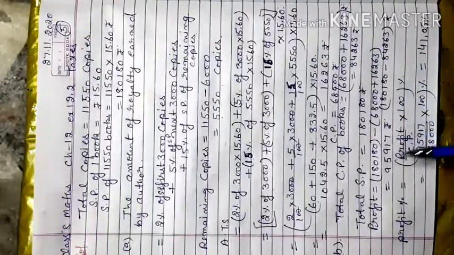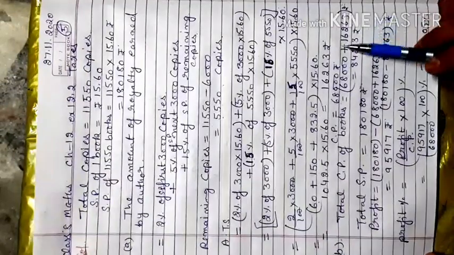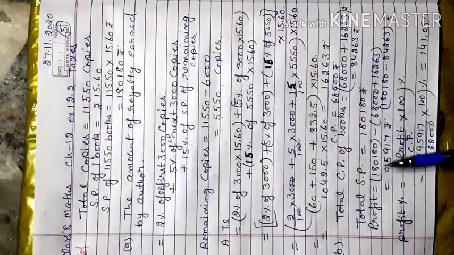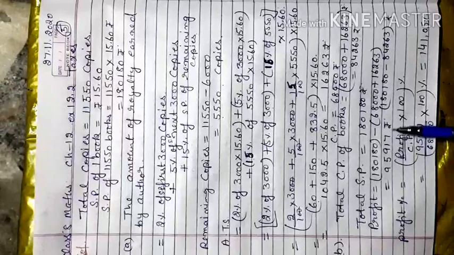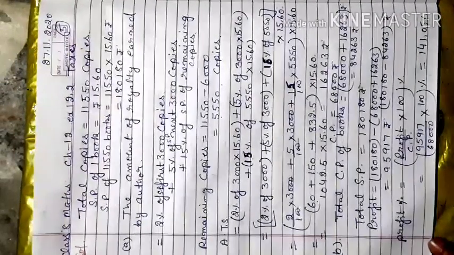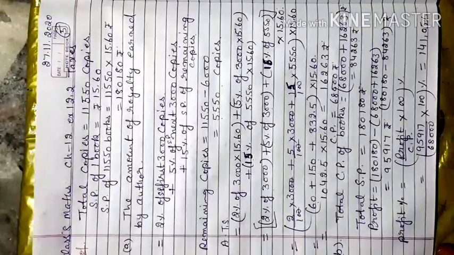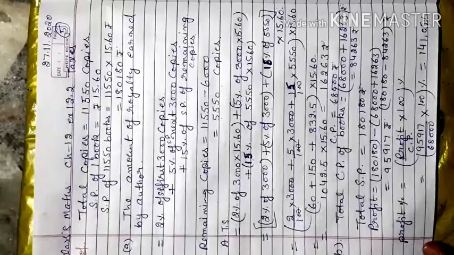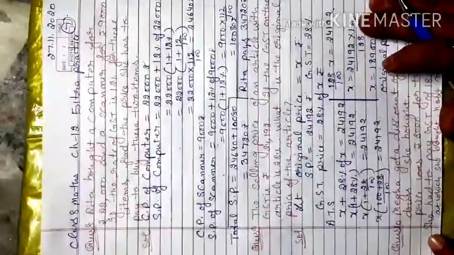The total selling price is 180,180. Then profit is selling price minus total cost price, because we consider this as overhead expenses. So profit will be selling price minus cost price, that is 95,917, and the profit percent formula is 95,970 divided by the original cost price, that is the publishing price only, into 100, that is 141.05%. Now our next question is your extra practice question.